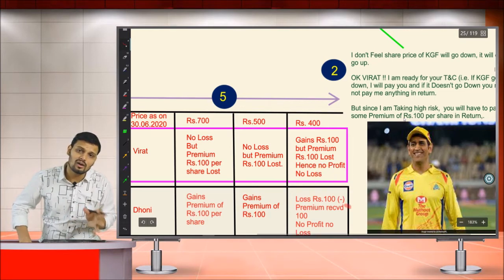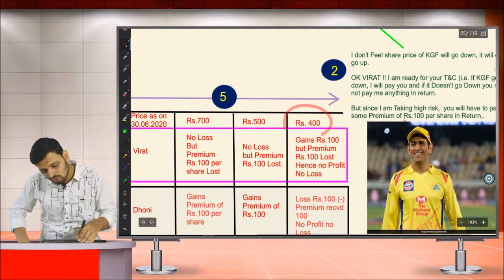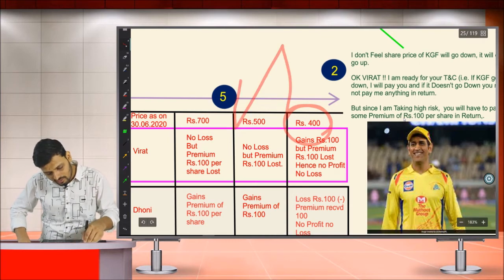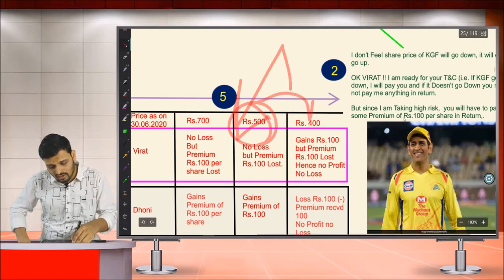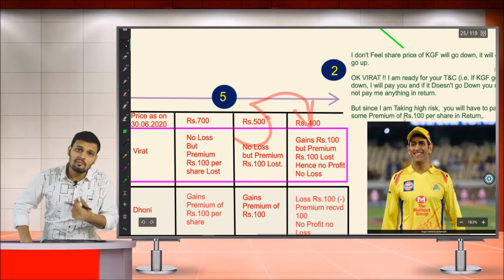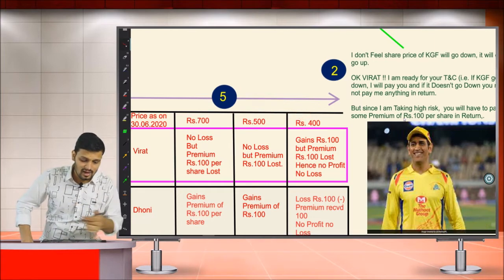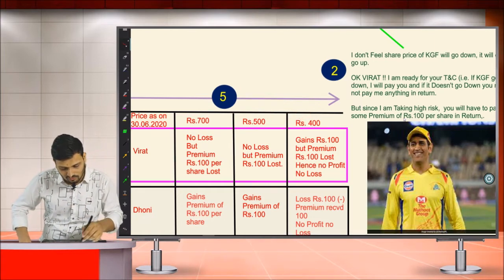So what are you able to understand? Only if the share price goes down below 400, then only Virat Kohli will gain. So from 500 to 400, he is only reimbursing the premium already paid. Let us say if the share price comes down to 450.